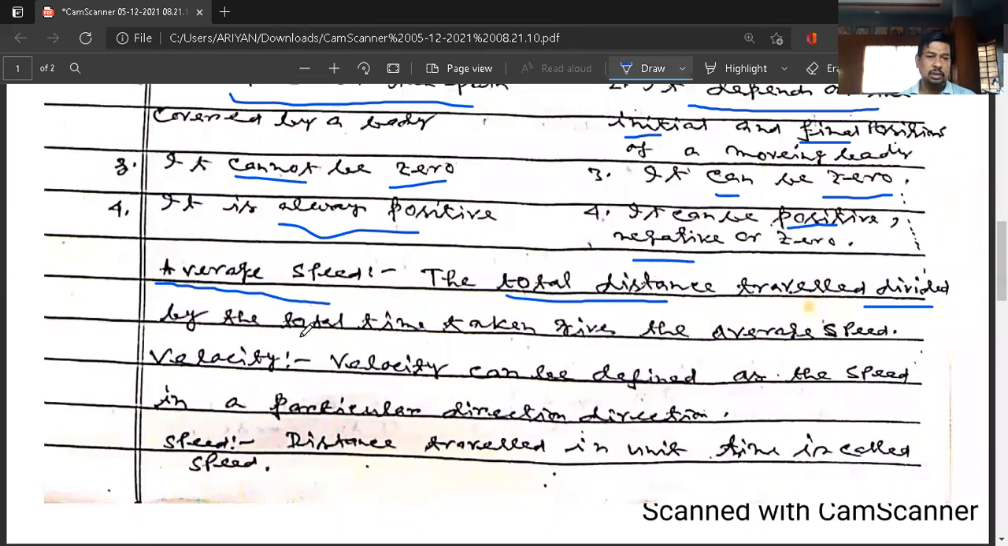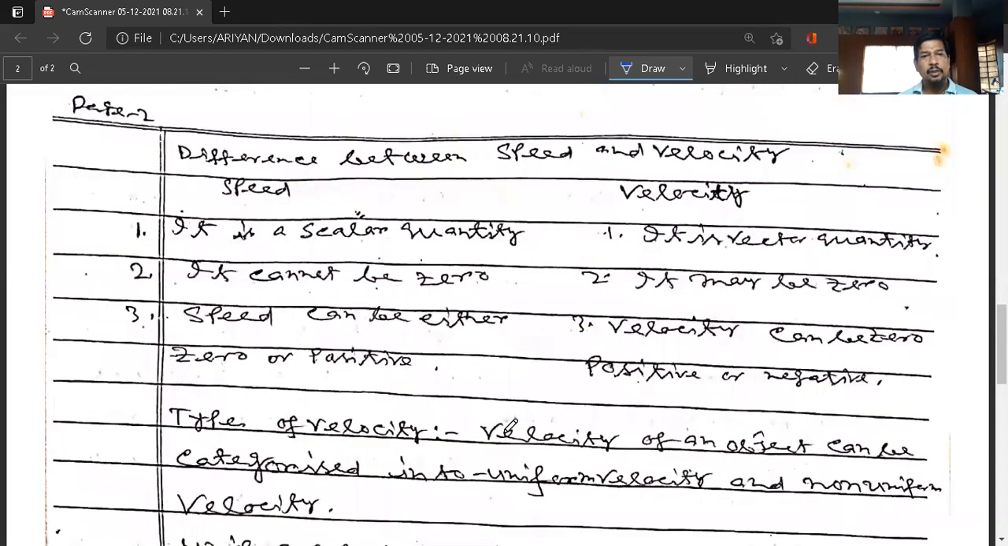What is velocity? Velocity can be defined as the speed in a particular direction. Particular direction is called velocity. What is speed? Distance traveled in unit time is called speed. Do you understand? Yes, sir. Next.